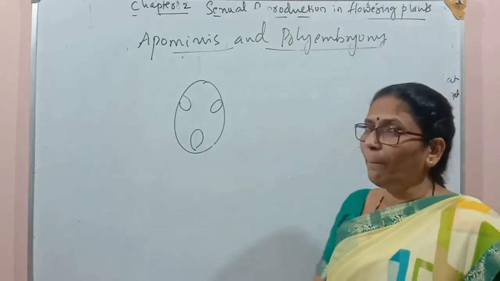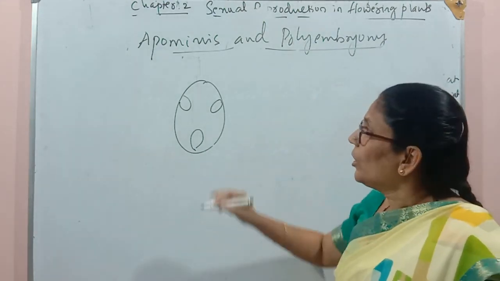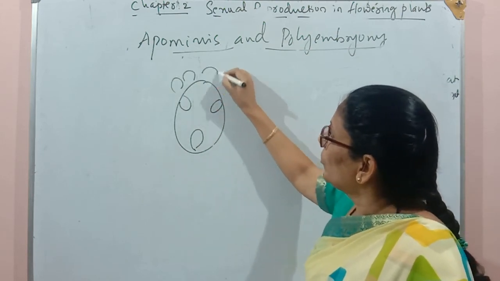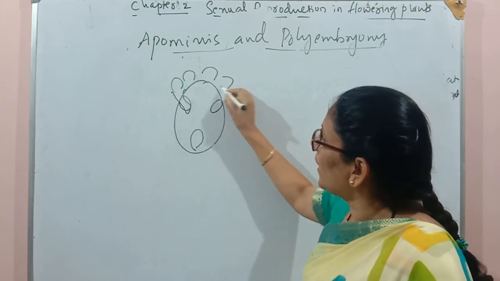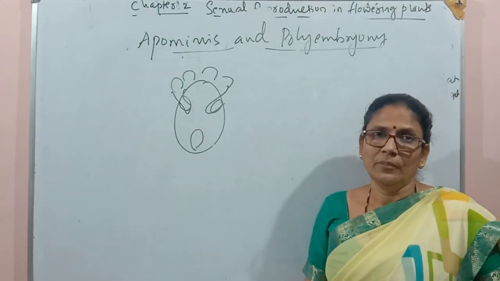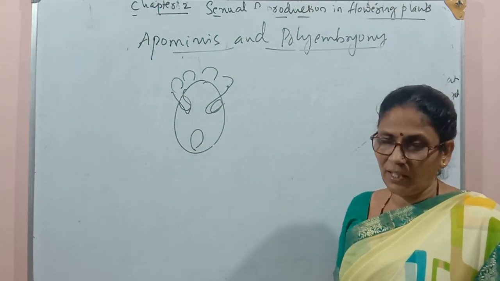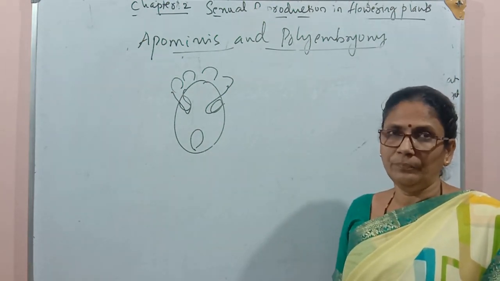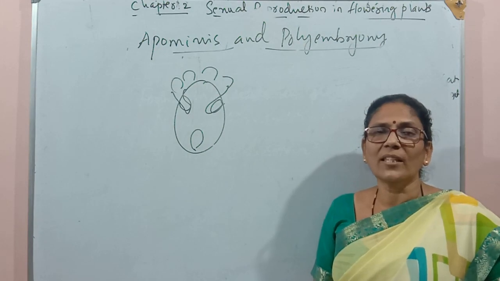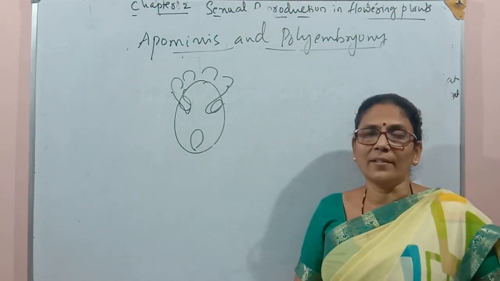There is one very important type, adventive polyembryony, where nucellar cells develop inside and grow into a new embryo. We can see polyembryony in plants like citrus and mango. So here I conclude the second topic, sexual reproduction in flowering plants. Thank you.